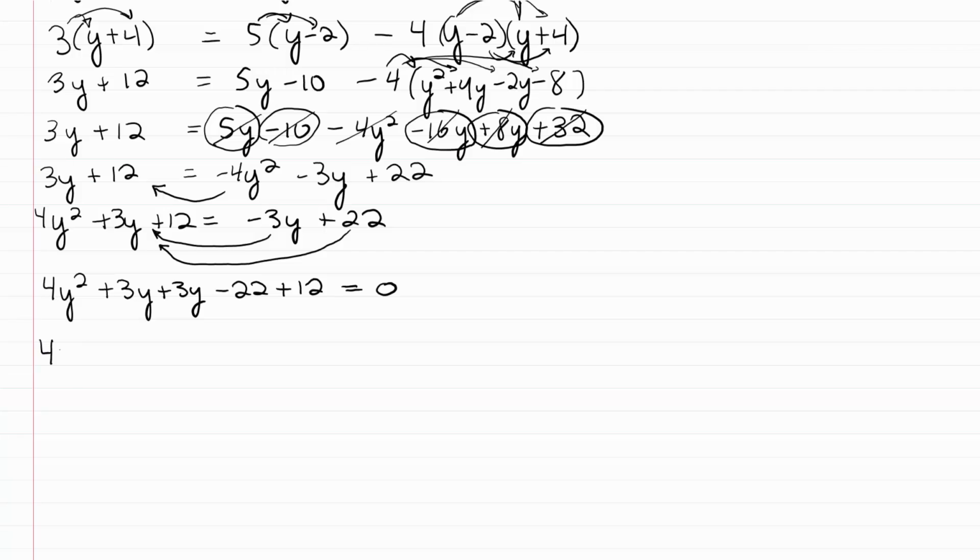So continue to rewrite 4y squared. If I add together 3y and 3y, I get plus 6y. And then negative 22 plus 12 is going to give you negative 10. And all of that is equal to 0.